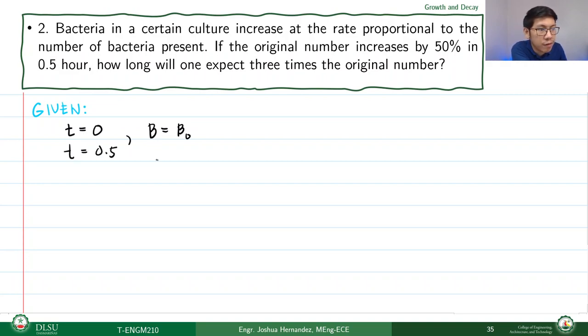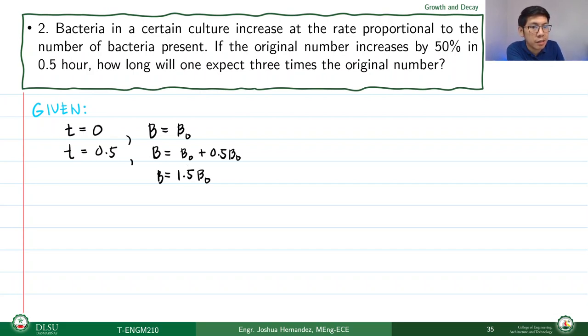Ang binigay, pagdating daw ng half an hour, 0.5, what? Nag-increase daw, if the original number increases by 50%. In other words, kung meron kang bacteria, meron ka na initially B naught, tapos nag-increase pa siya ng 50%, 0.5 B naught, eh di meron kang B equals 1.5 B naught. Tama?